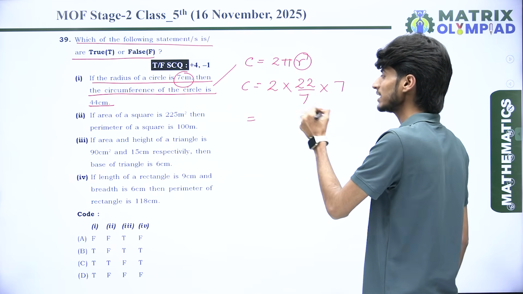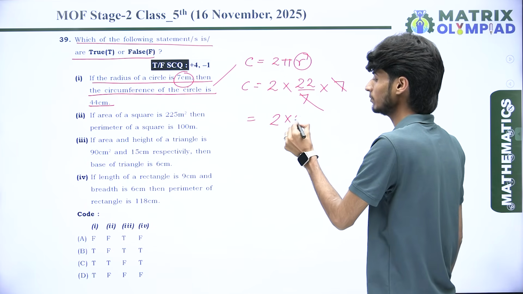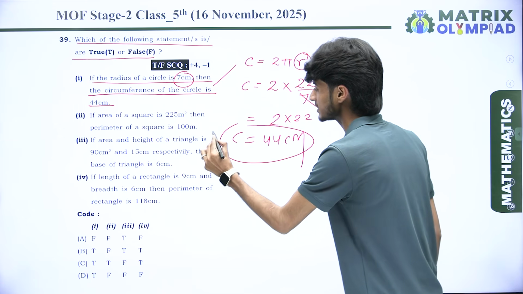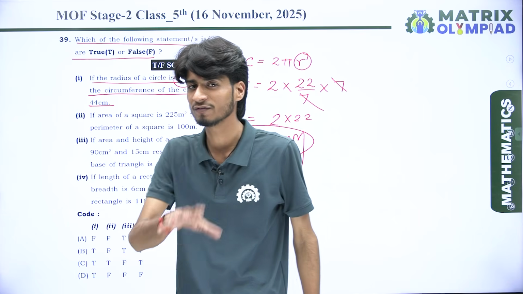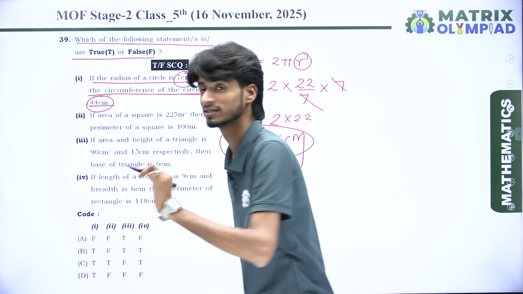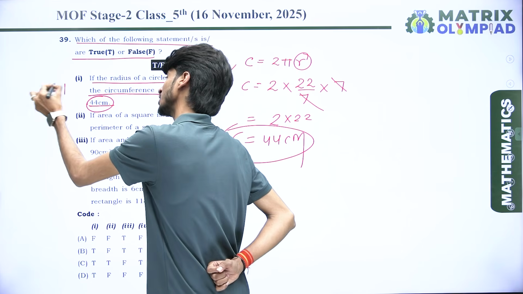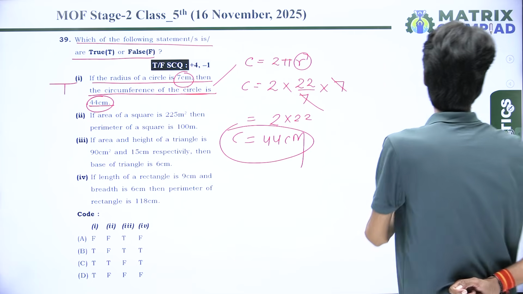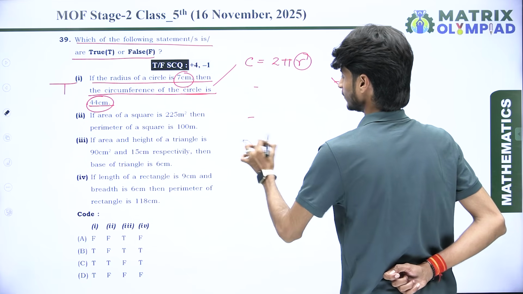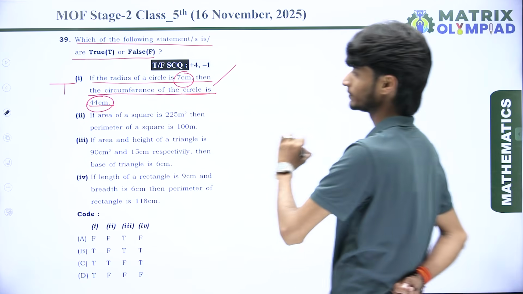Okay, so 7 cancels out 7, then we get 2 multiplied by 22, which is equal to 44 centimeter. That means the circumference of the circle is equal to 44 centimeter. And for your information, according to the statement, it is also saying the circumference of the circle is equal to 44 centimeter. That means the first point is true. Got it? Remember, the first point is true. Now we discuss the second point.